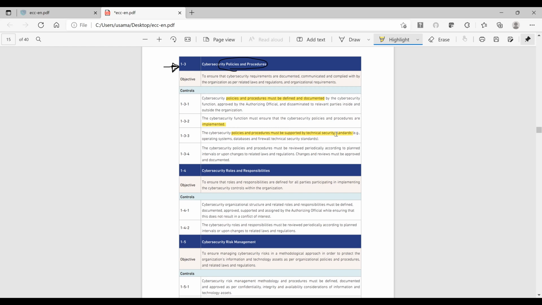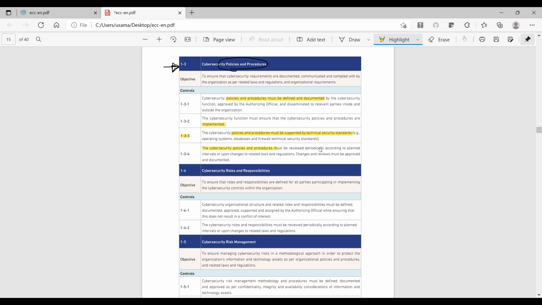It may be firewalls, it may be operating system security, it may be application security, it may be VPN security, it may be IPS, whatever. These are the technical security measures which should be available to protect or to provide support for these policies and procedures. Then finally, control number 4 in subdomain 3 is that it must be reviewed.